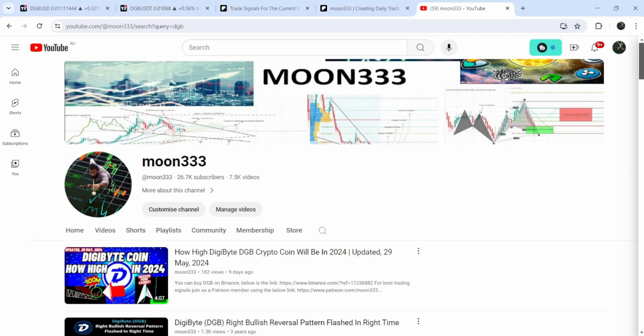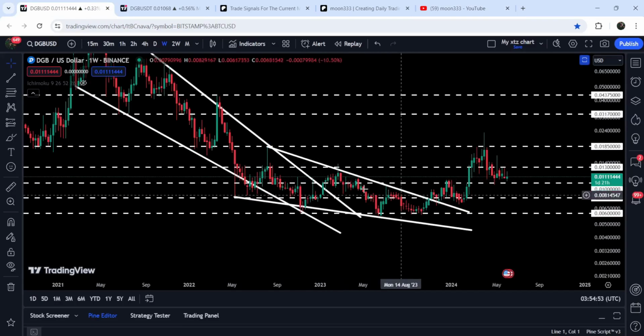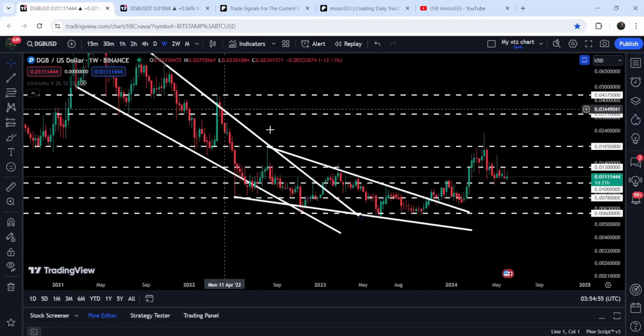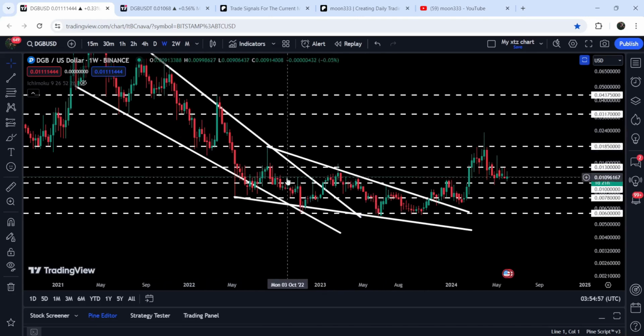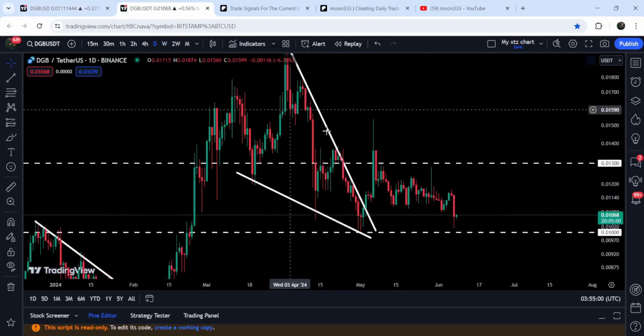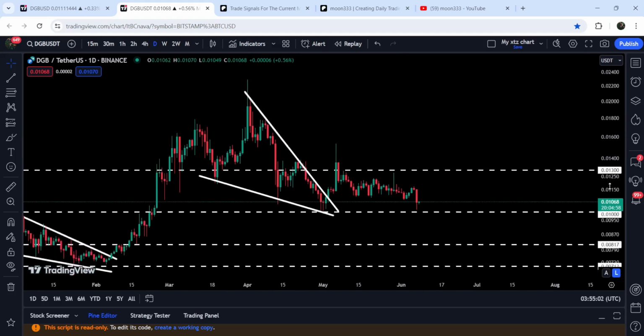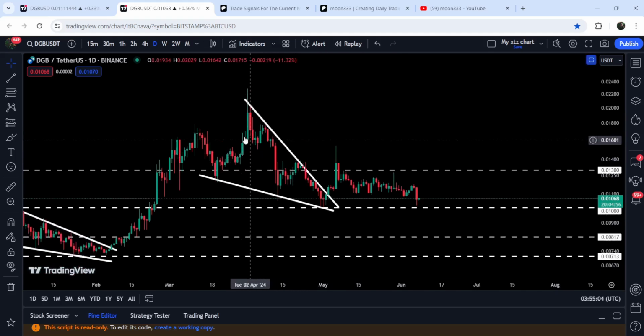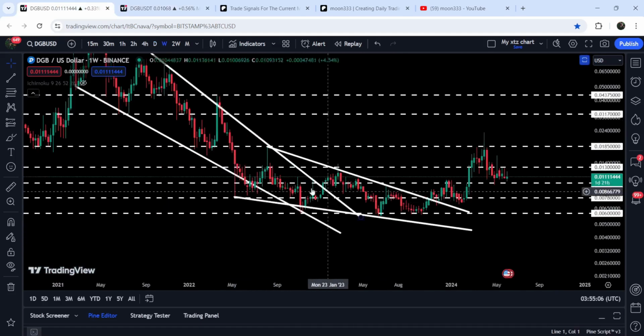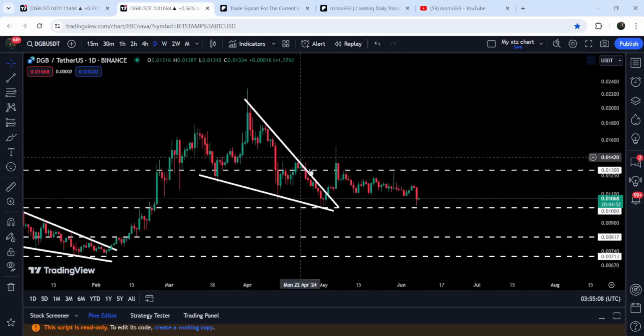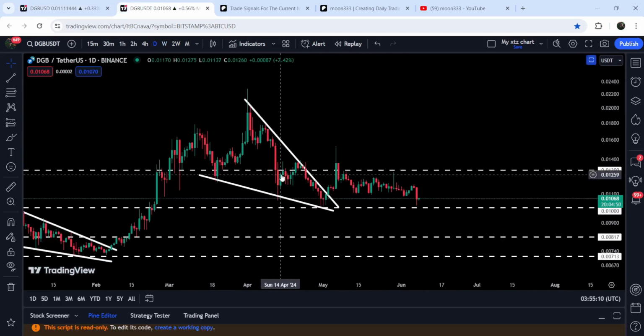As in my earlier videos, I've been showing you that DigiByte coin first broke out of a very big falling wedge pattern on the 7 days time frame chart, and this was a breakout. And by the way, before that, we also broke another falling wedge pattern as well. And now recently, you can see that it has also broken out of another falling wedge pattern on the daily time frame chart as well. This breakout happened on the 7 days time frame chart, and this recent breakout happened on the daily time frame chart.